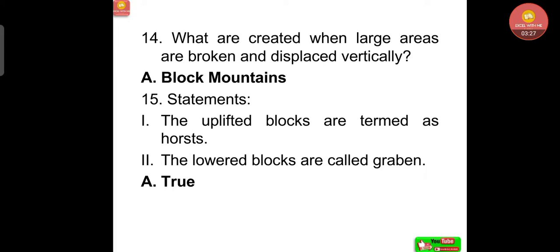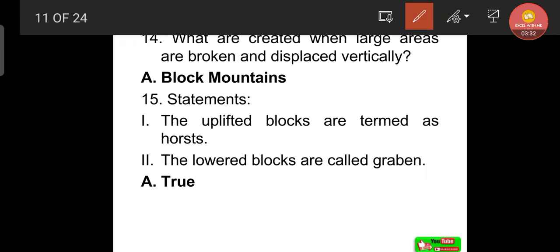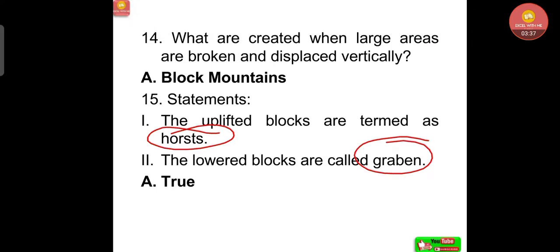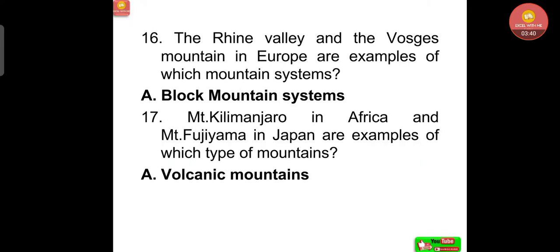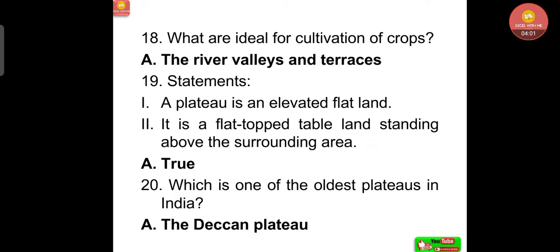Now, the statements, the uplifted blocks are termed as horsts, the lowered blocks are called grabens. So, these are the two terms we have to remember. Individual questions also can come. Both the statements are true. The Rhine Valley and the Vosges mountain in Europe are examples of which type of mountains? They are the block mountain systems. Now, Mount Kilimanjaro in Africa and Mount Fujiyama in Japan are examples of which type of mountains? They are the volcanic mountains. Now, what are ideal for cultivation of crops? The river valleys and terraces.